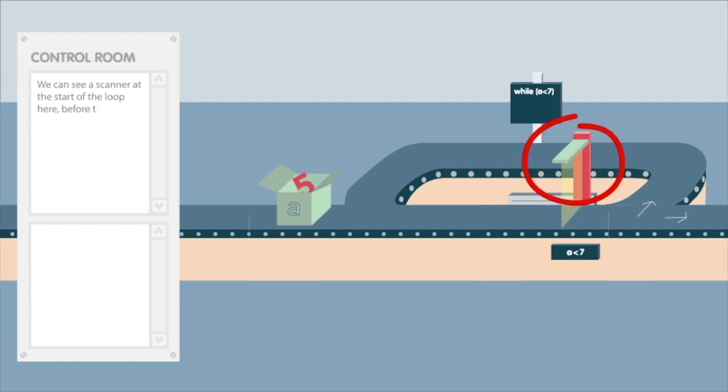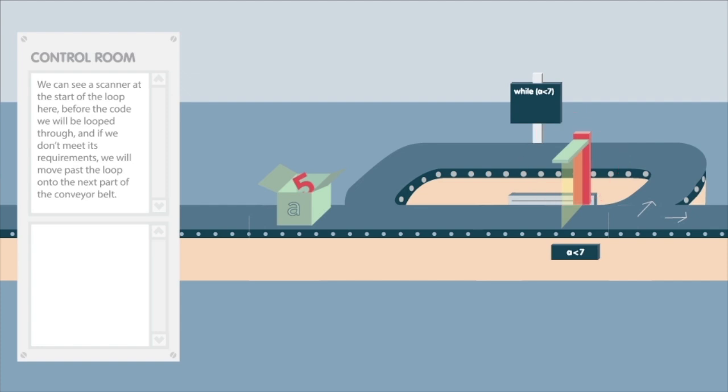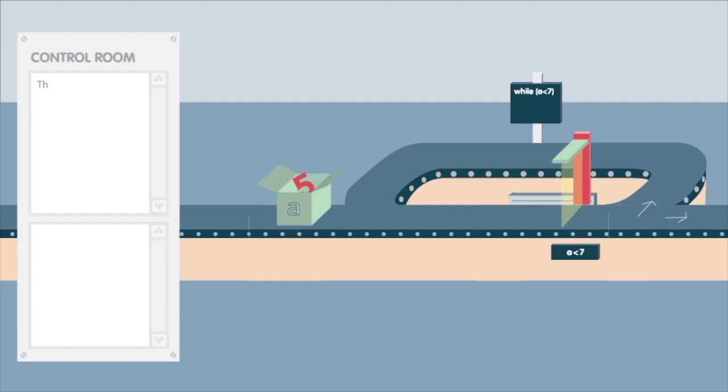We can see a scanner at the start of the loop here, before the code we will be looping through. And if we don't meet its requirements, we will move past the loop onto the next part of the conveyor belt. This scanner's condition is while a is less than 7.